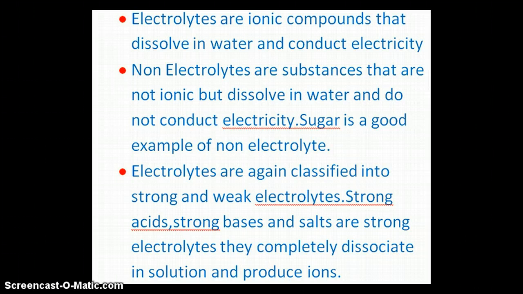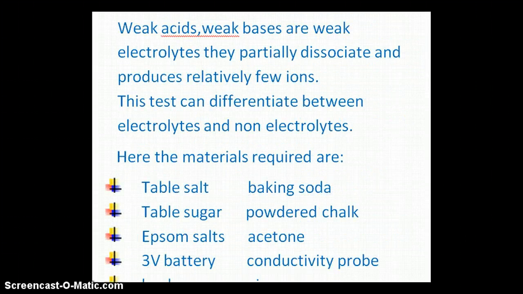Electrolytes are again classified into strong and weak electrolytes. Strong acids, strong bases, and salts are strong electrolytes. They completely dissociate in solution and produce ions. Weak acids and weak bases are weak electrolytes. They partially dissociate and produce relatively few ions.